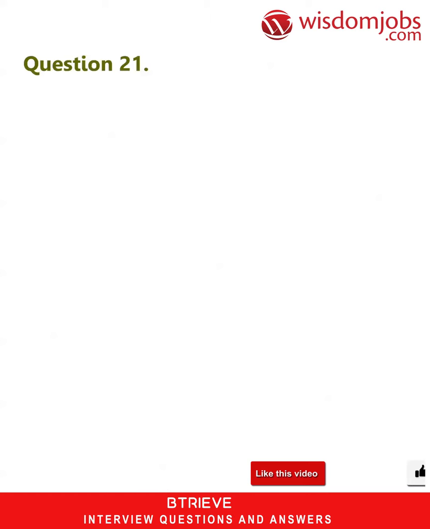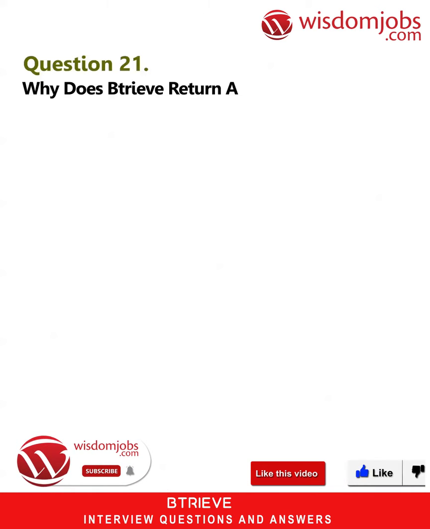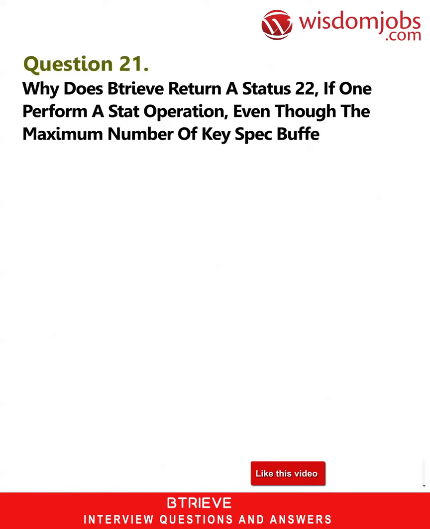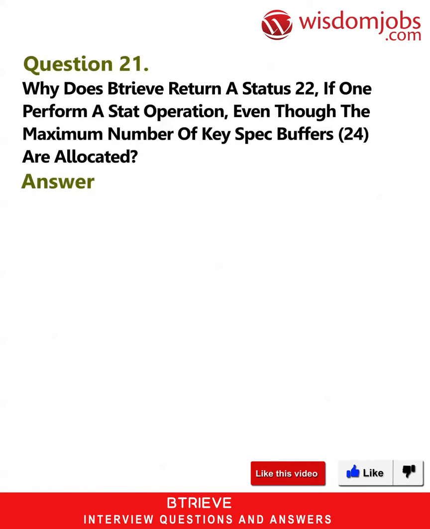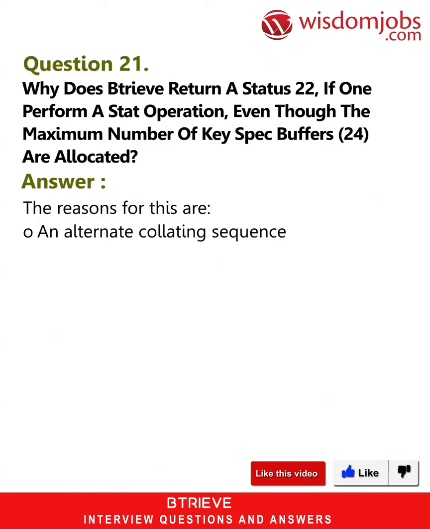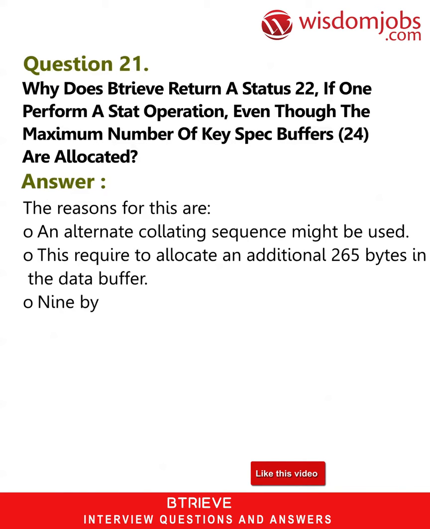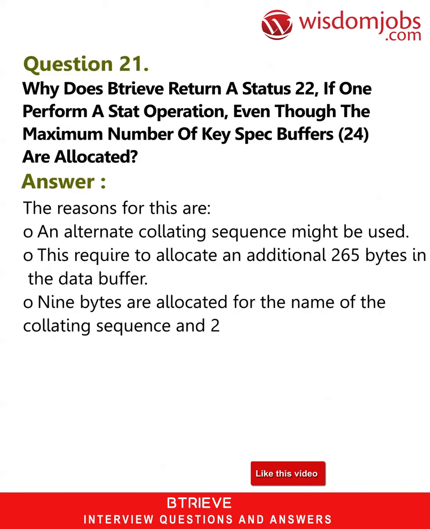Question 21. Why does Btrieve return a status 22 if one performs a Stat operation, even though the maximum number of key spec buffers, 24, are allocated? Answer. The reason for this is that an alternate collating sequence might be used. This requires allocating an additional 265 bytes in the data buffer. 9 bytes are allocated for the name of the collating sequence and 256 bytes are allocated for the actual sequence.